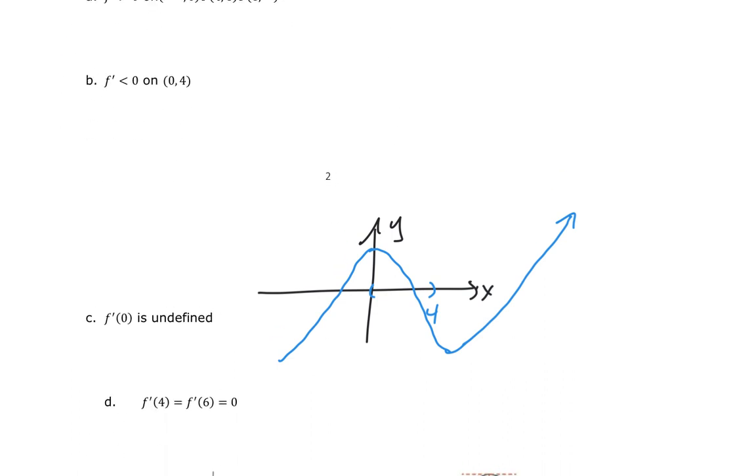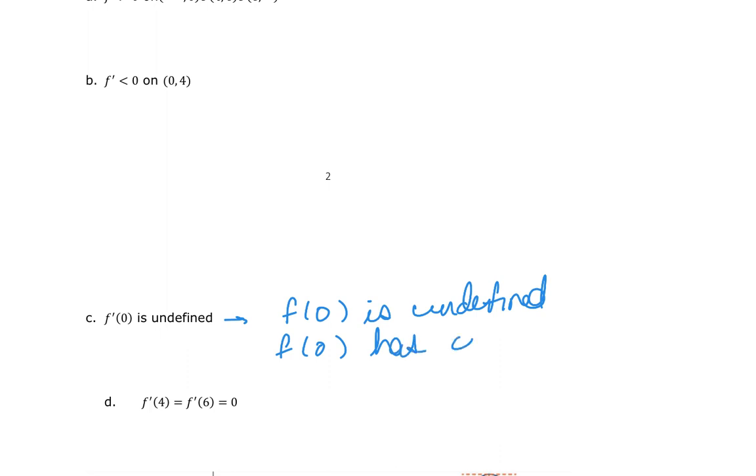Let's take a look at the next example. We know that f prime of 0 is undefined. Well, that tells me a couple of things. These are the choices. We could say f of 0 is undefined. We could say f of 0 has a corner, in other words, like an absolute value. We could say that f of 0 has a horizontal tangent.